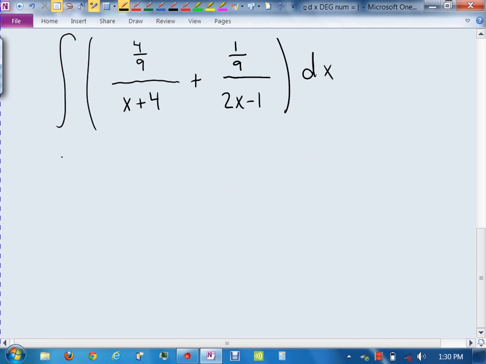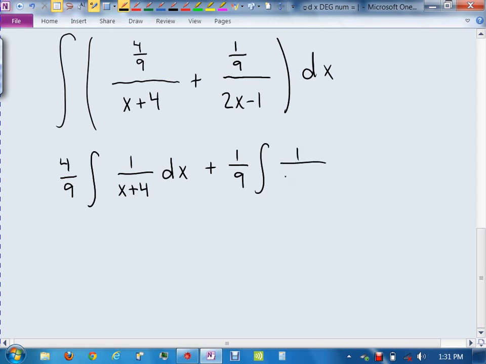Now, I'm just going to go one more step since this is one of the first examples I'm showing you. I'm going to pull the 4/9 out of the integral and be left with 1 over x plus 4 dx. So that's one integral. And then the other one I'm going to split up here, pull the 1/9 out, integral 1 over 2x minus 1 dx. So does everyone see all I've done is split that into two integrals? Pull the constants out.